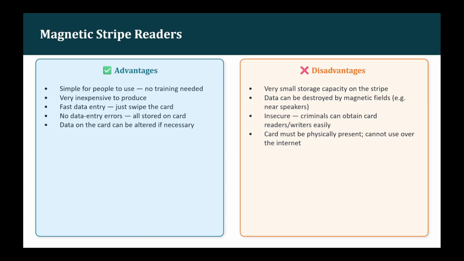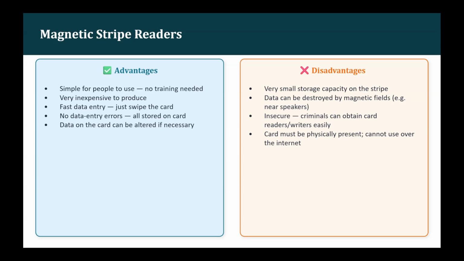Magnetic strip readers have advantages and disadvantages. So advantages would be simple for people to use, no training needed, very inexpensive to produce, fast data entry, just swipe the card. You just have to swipe the card. No data entry errors, all are stored on card. Data on the card can be altered if necessary.